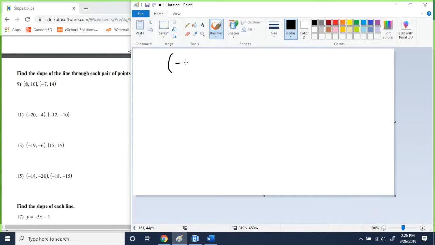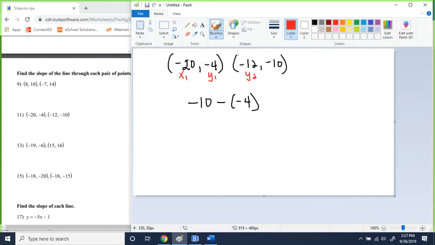The next pair of points is a negative 20, comma negative 4, and a negative 12, comma negative 10. So we have negative 10 minus negative 4. Let's go ahead and label this so we get into the habit of seeing what our points are before we start plugging them into the formula.